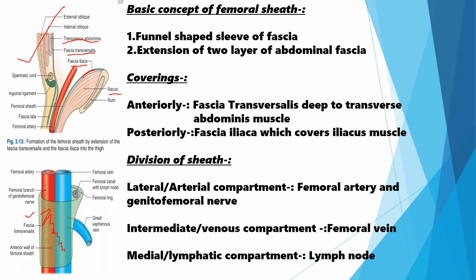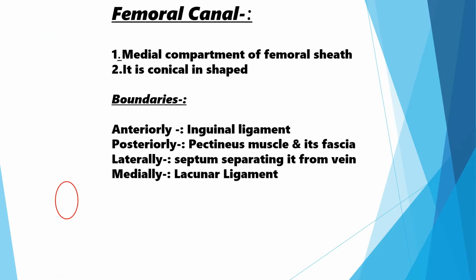This femoral sheath is divided further into three compartments. First is the lateral or anterior compartment, which contains the femoral artery and the genitofemoral nerve. This is the lateral compartment and it contains the femoral artery and the genitofemoral branch of the femoral nerve. Then the intermediate or venous compartment, which contains the femoral vein. This is the femoral vein. And the medial compartment or lymphatic compartment. This contains a lymphatic node. Lymphatic node, and this is the medial compartment. This was all about the femoral sheath.